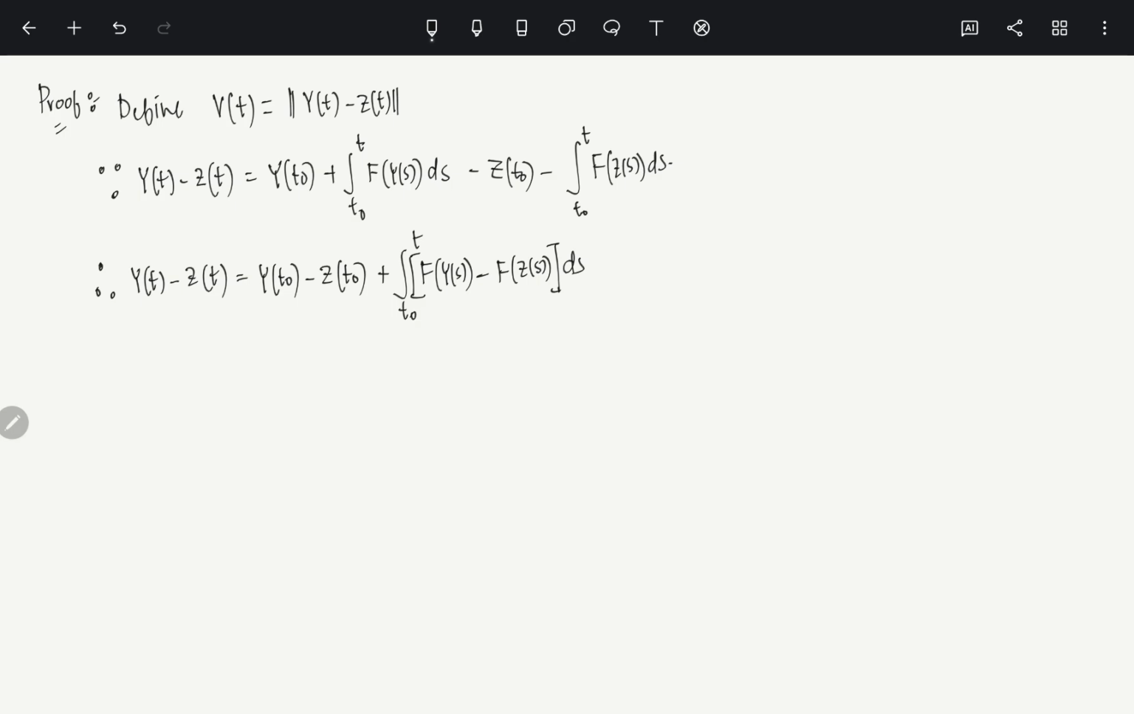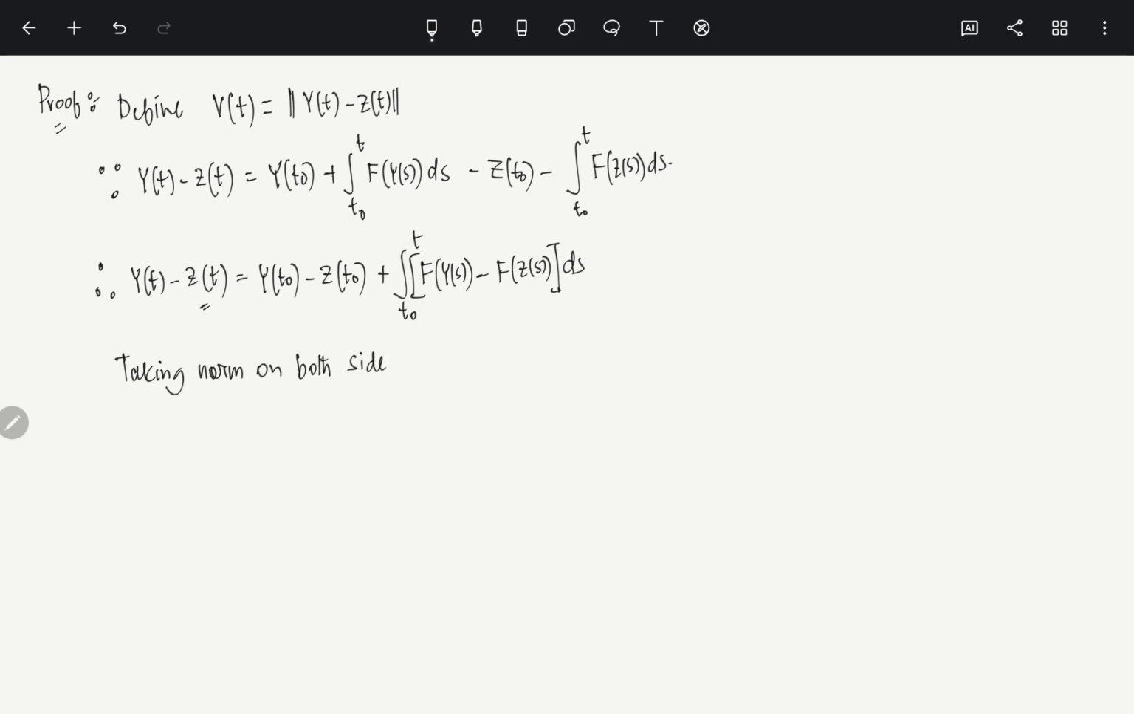Okay, this is what we have. Therefore, you see, what is this? This is V(t), right? So if I take the norm on both sides, let me put it this way, taking the norm on both sides, what do you have?